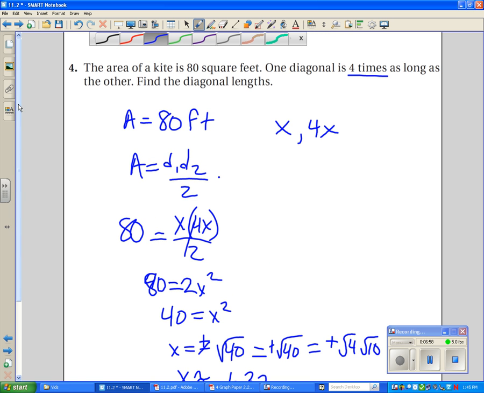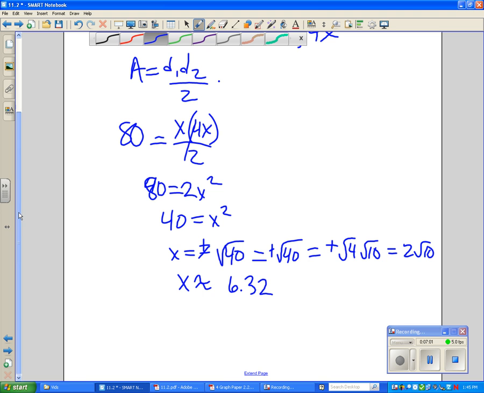Let's read our question to make sure we've answered it. It says find the diagonal lengths. This isn't applying to some figure or anything, and it's in feet.